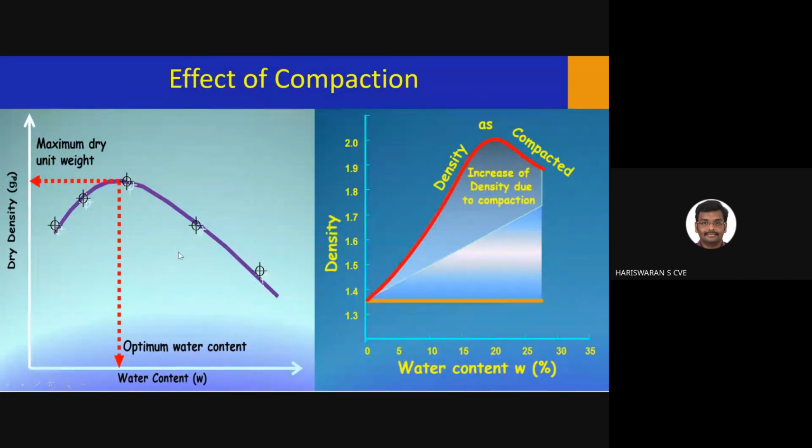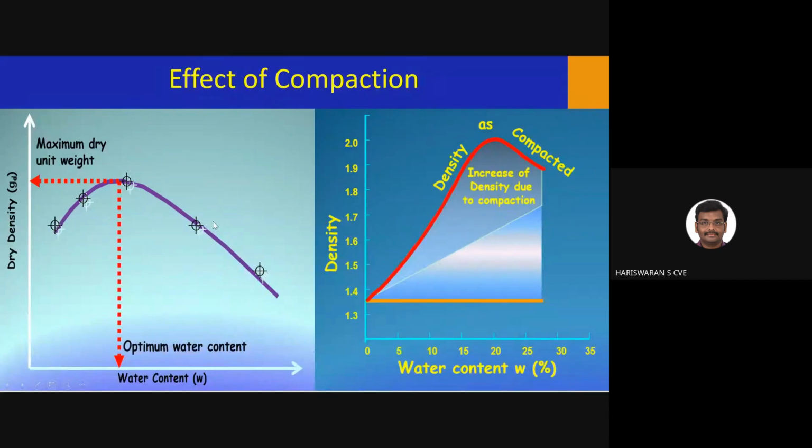Now the compaction: you can see we are conducting a standard Proctor compaction test. The x-axis shows the water content, the y-axis shows the dry density. For each case, we are getting a density. If we keep on increasing the water content, the density also keeps on increasing. But after a certain increase in water content, the density starts to decrease.